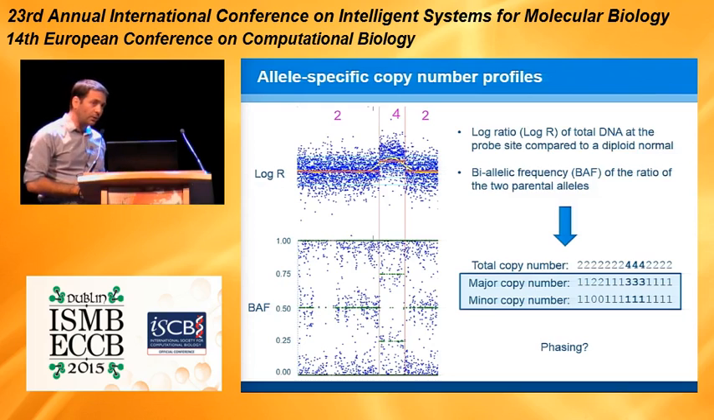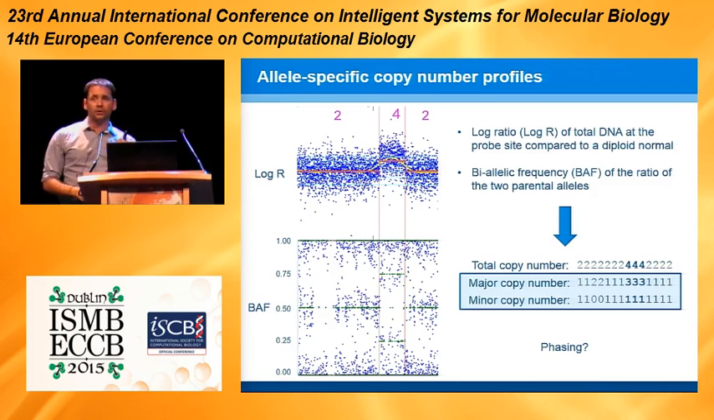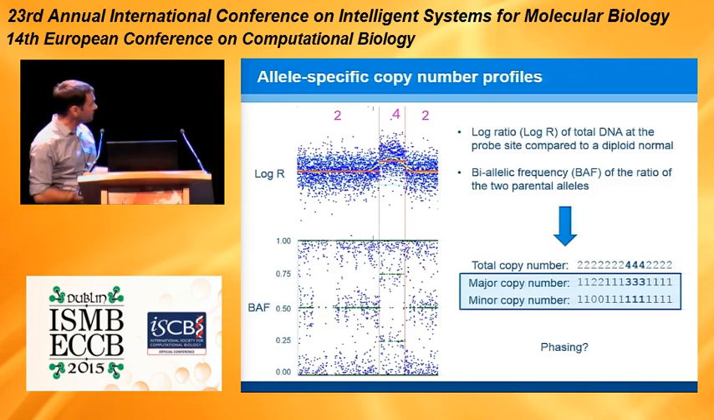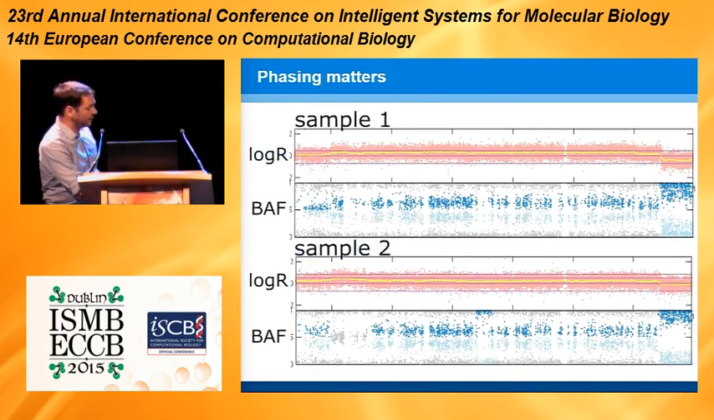And that's something that's really important for reconstructing accurate tumor evolutionary trees in cancer, as we will see on the next few slides. I brought you a little example here, which is from our ovarian cancer data set. So here we have two samples taken from the same patient with two metastases, and this is part of chromosome 11, if I remember correctly.